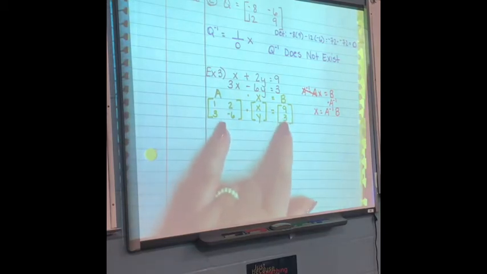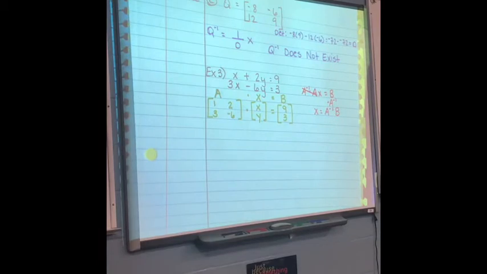Look at their dimensions. We've got a 2 by 2 and a 2 by 1. And if I multiply a 2 by 1 by a 2 by 2, I would have 1 and 2 in the middle, right? And it says I can't multiply those. But I can multiply a 2 by 2 by a 2 by 1. Is everybody with me? We're going to look at that in just a second.